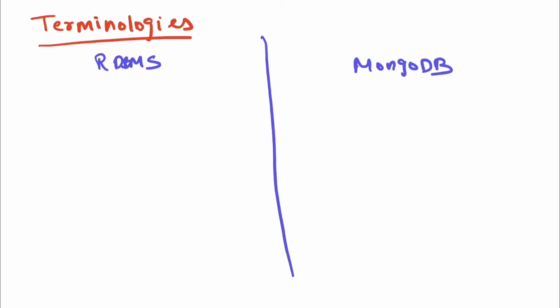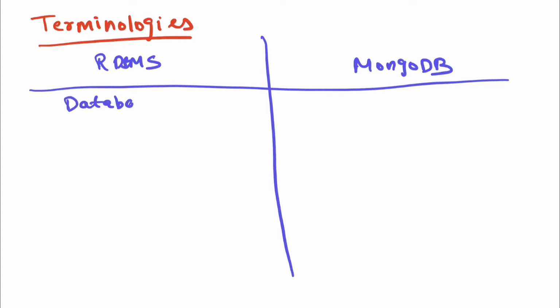So let's talk about certain terminologies, and we will compare them with relational databases also. I'll make a comparison, RDBMS versus MongoDB. In a relational database, whenever you have to make any new database, it is called a database. You can create multiple databases, and within those databases, you can have multiple tables, right? So these are the terminologies in RDBMS.